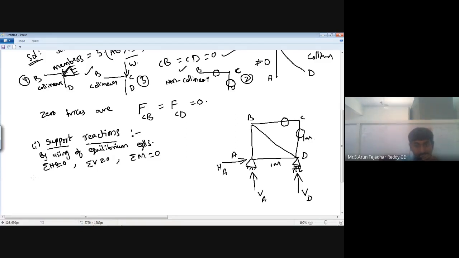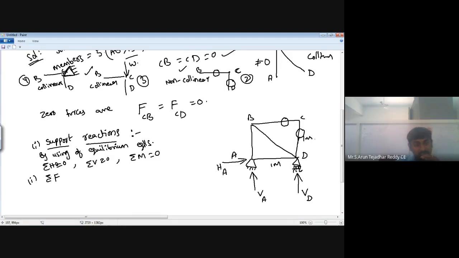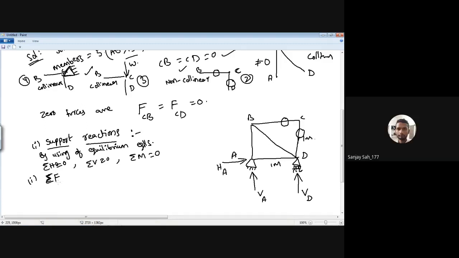So here we are calculating member forces. The first point is sigma force. Sigma means summation. Summation is indicated by this symbol, which is called sigma. Sigma means total.